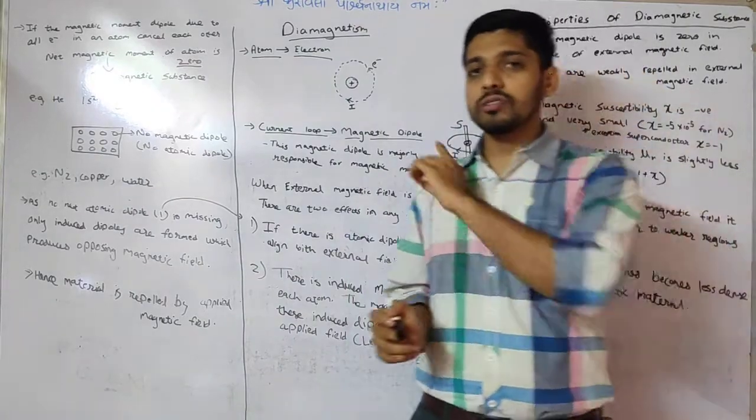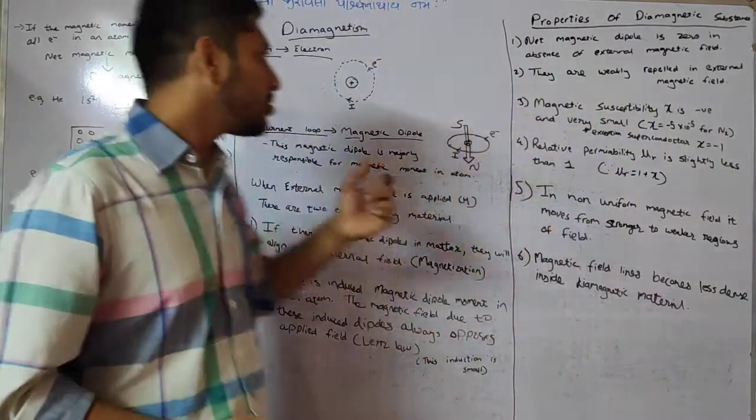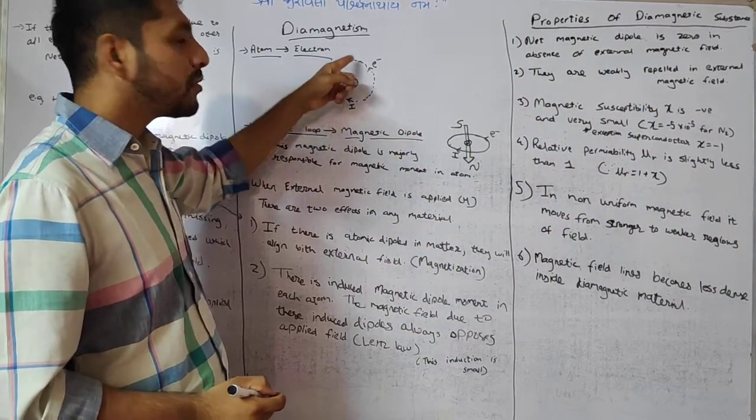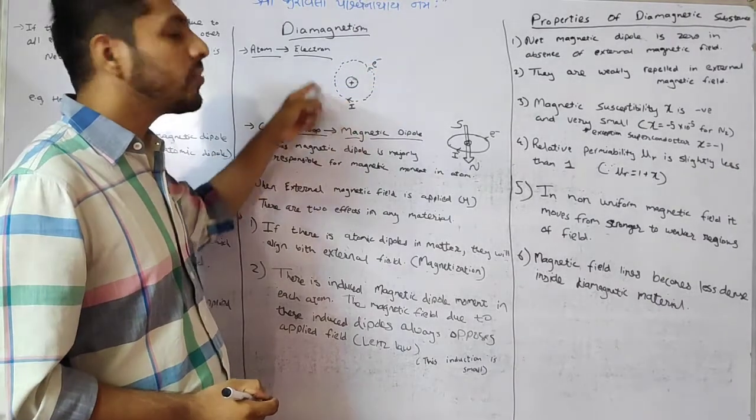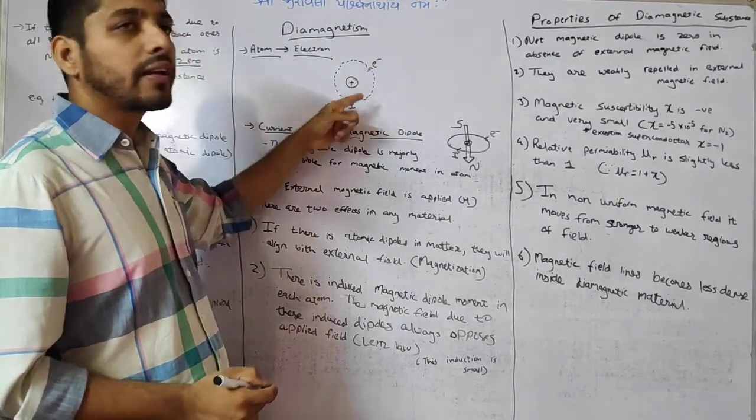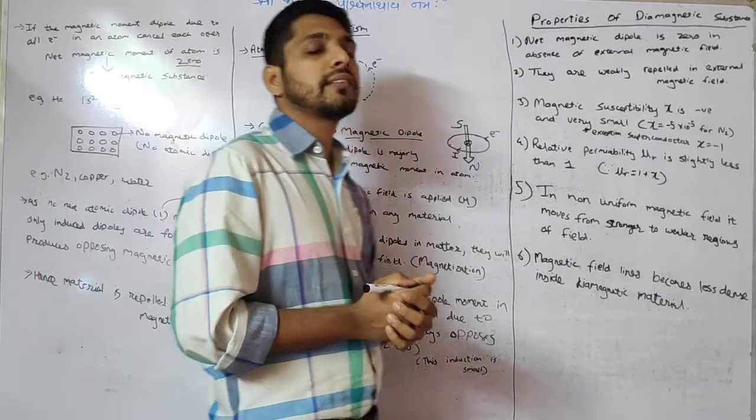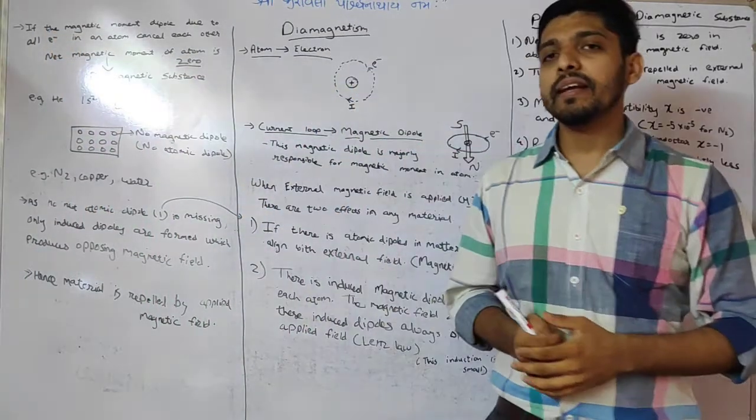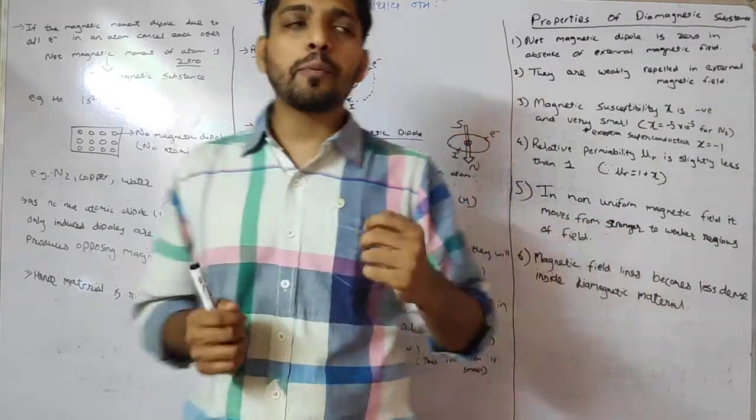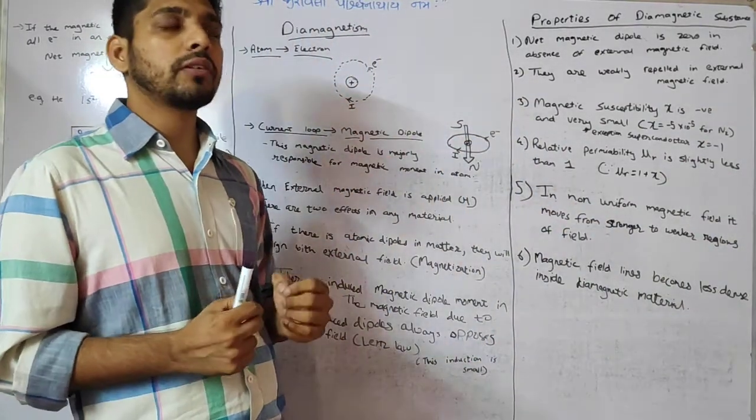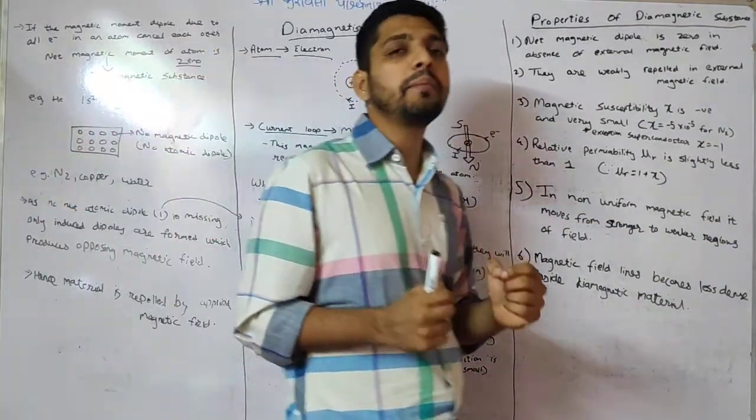We are talking about just a single atom. In a single atom there will be an electron revolving around the nucleus, which will make it a current carrying loop, and this current carrying loop will act as a magnetic dipole. And this magnetic dipole is majorly responsible for getting the magnetization in any material.